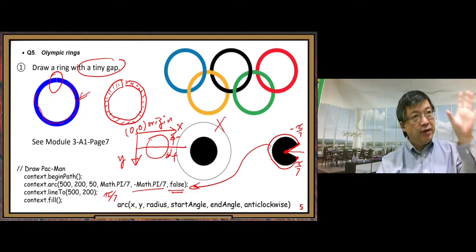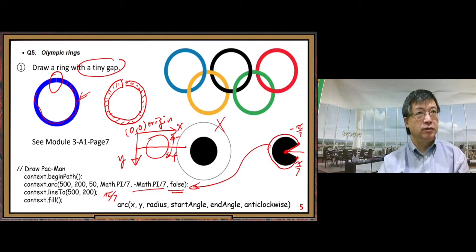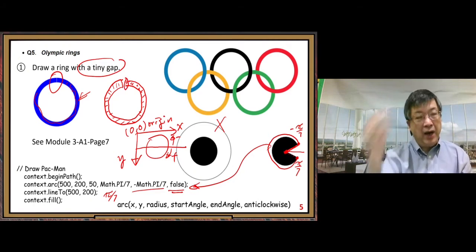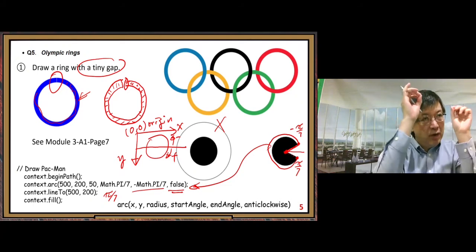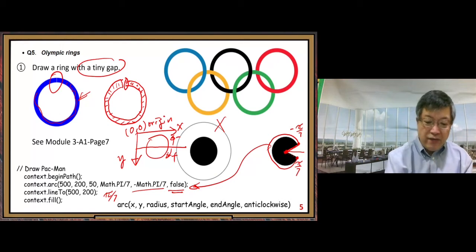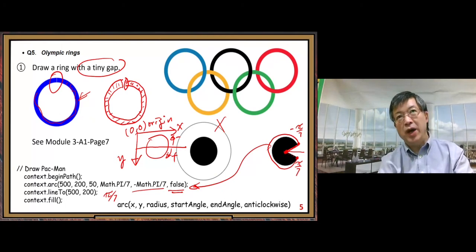Because the function will do the connection automatically for you. So this part you do not need to draw a line. The function will make the last line segment automatically. After that, you just fill the region, then it will be filled. All right, after you understand that one, then you look at drawing this ring with a tiny gap, you can understand the way easily.